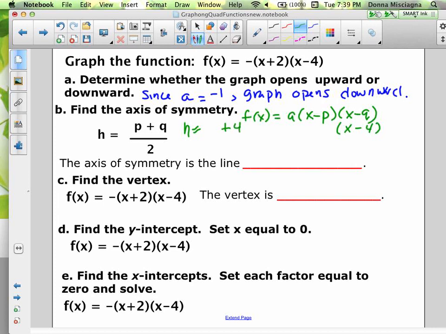All right, now we have x plus 2, which means that's really x minus negative 2 because the negative has to stay with the equation. So we have negative 2 plus 4. And then we take that and divide by 2. We take the average. Because your vertex, I said in a previous lesson, is halfway between your x-intercepts.